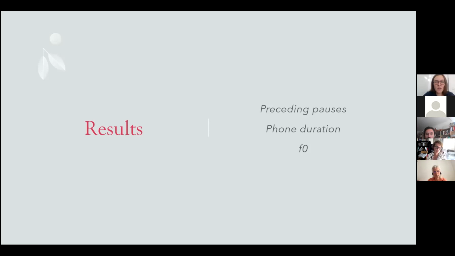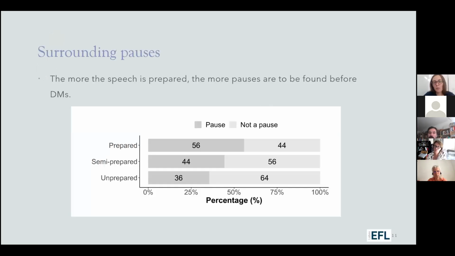So the results are as follows. It's a preliminary study, so of course, we are going to go into more detail afterwards. But for now, what we can say is that the more the speech is prepared, the more pauses are to be found before discourse markers. And you can see that it's rather clear from the graph.